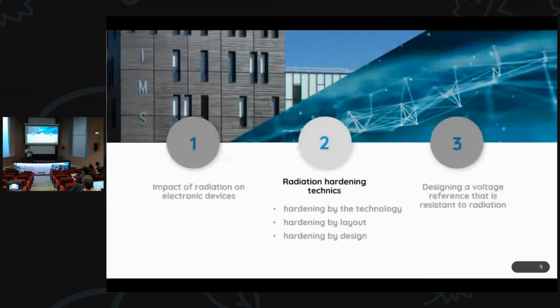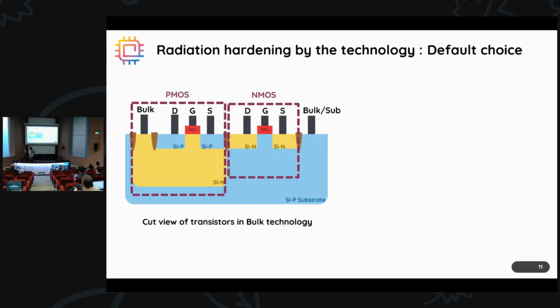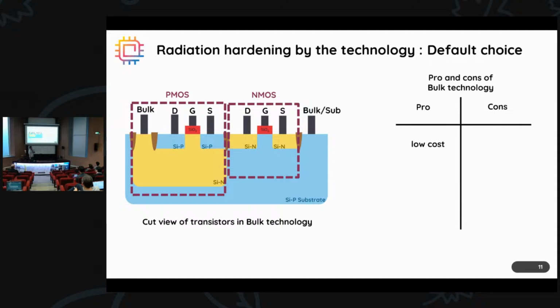Now I will explain the hardening techniques of electronic devices. First, I will explain which technology you have to use to make your circuit hardened. Then I will explain the hardening by layout, and finally the hardening by design. So let's start with the hardening with the technology. By default, you will probably choose a bulk technology. Here's PMOS and NMOS. You will probably choose a bulk technology because it's low cost, it's widely used, and it has a wide range of applications.